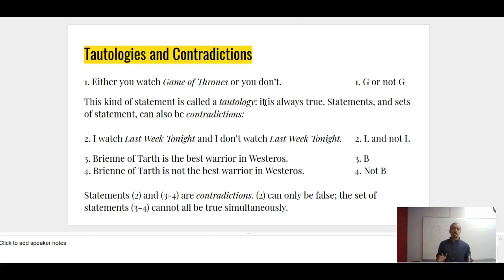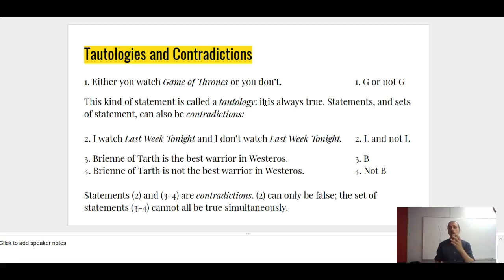Now there are special kinds of complex statements, and we're going to call these tautologies, and there's another kind called contradictions. These have a bit of a special status to them. Suppose I say either you watch Game of Thrones or you do not watch Game of Thrones. This kind of statement is called a tautology because it's going to always be true. Statements or sets of statements can also be contradictions.